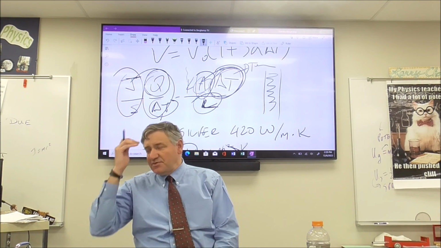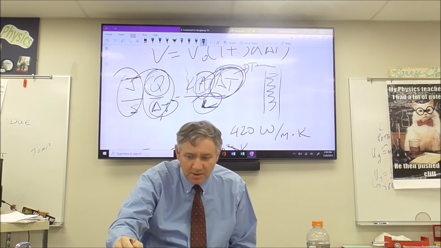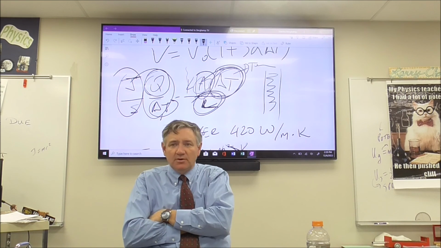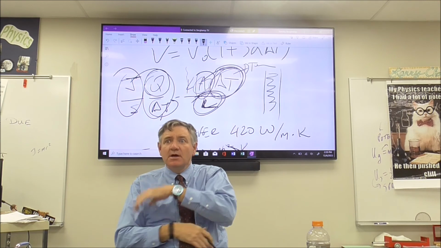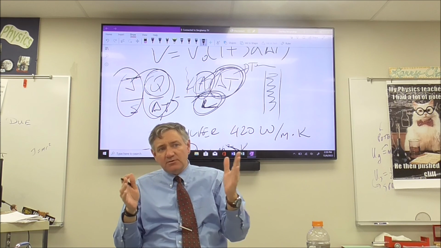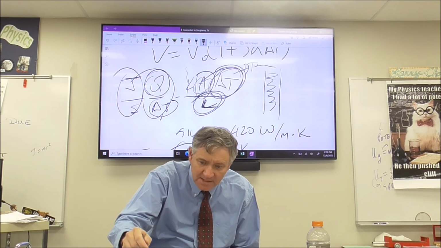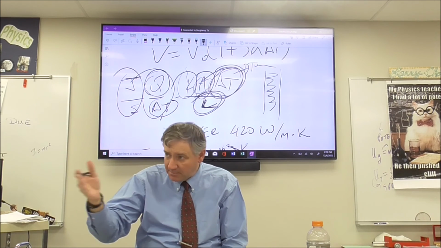L is the thickness. So think about this. If you build a house with thicker walls, you're going to be dividing by a bigger value. So what's going to happen to your flow of energy? It's going to be less. So the thicker it is, the harder it is for that energy to flow across that medium. And then K is going to be a value based upon that material.